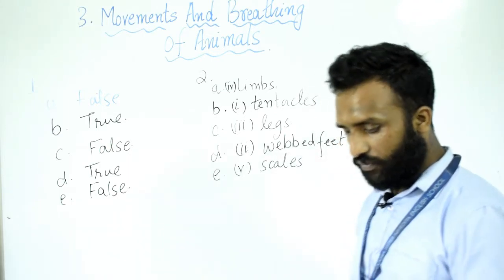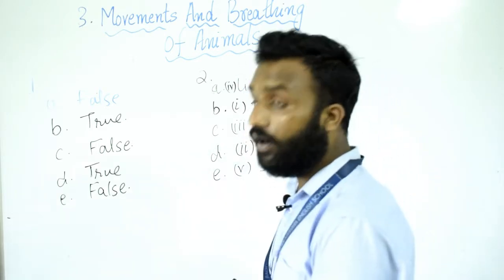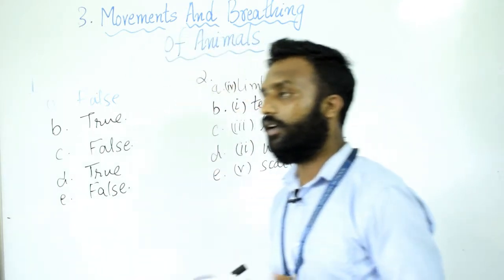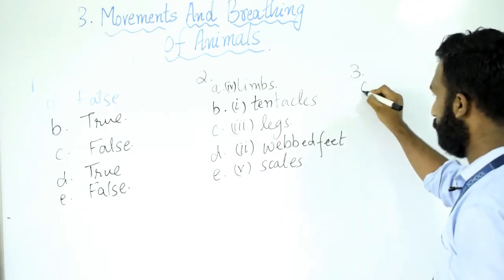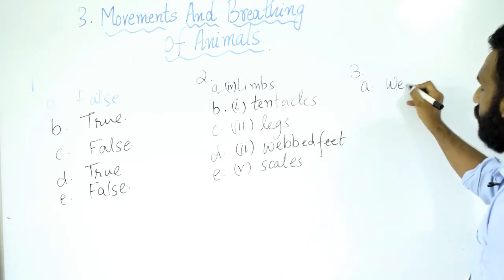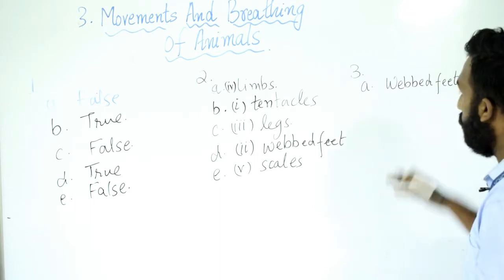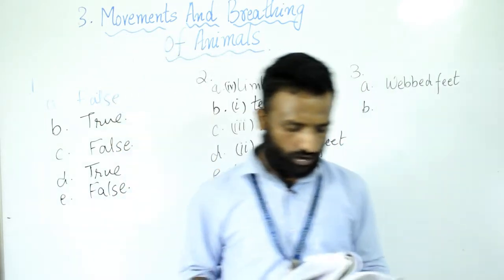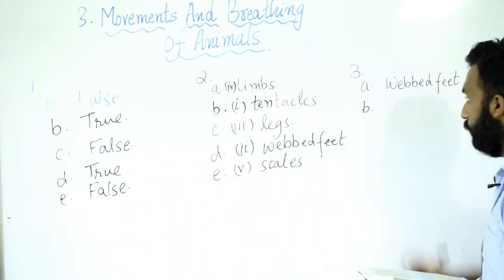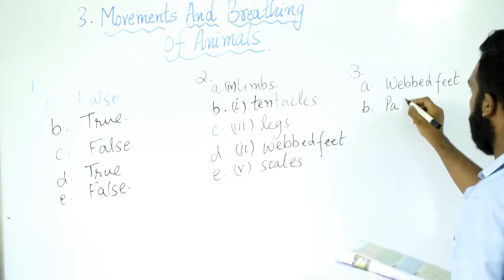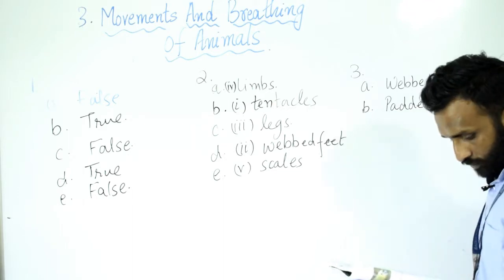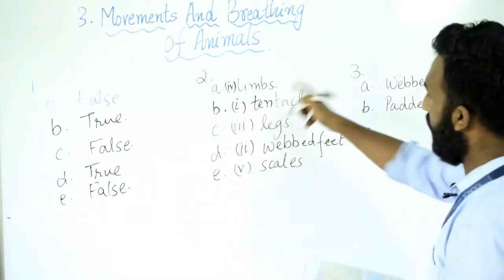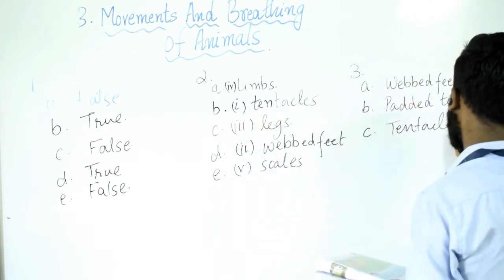Okay. Now in number 3, we have to give a one word answer for the following. I am reading the question. The first one is, this helps the duck to move in the water. What helps the duck to move in the water? It was webbed feet. Number B question, this body part helps a rabbit to run. The padded toes help the rabbit to run. Now number C, an octopus moves with its help. It moves with its tentacles.